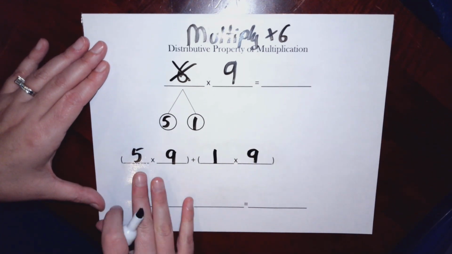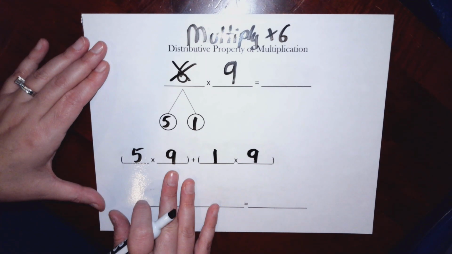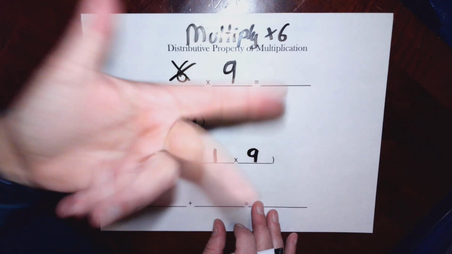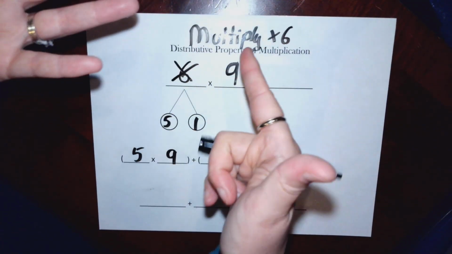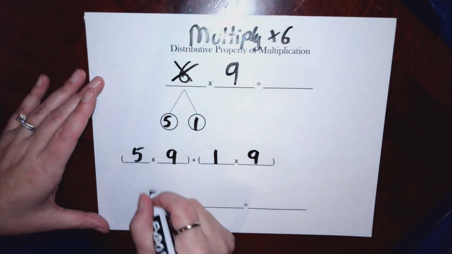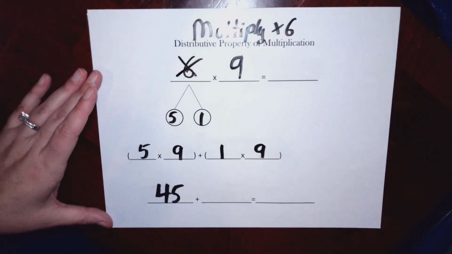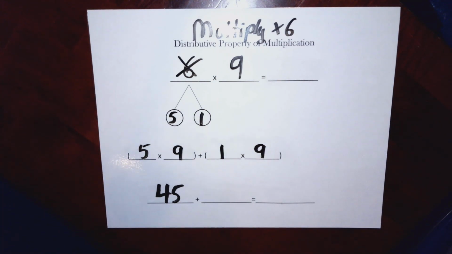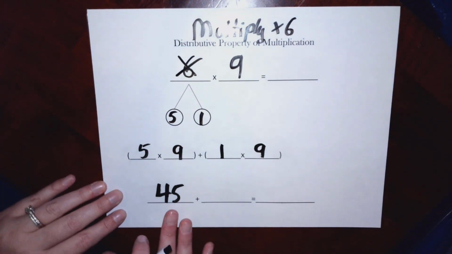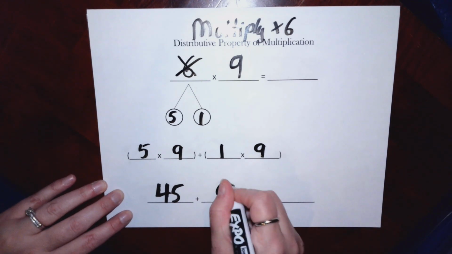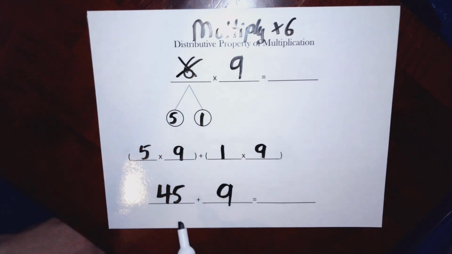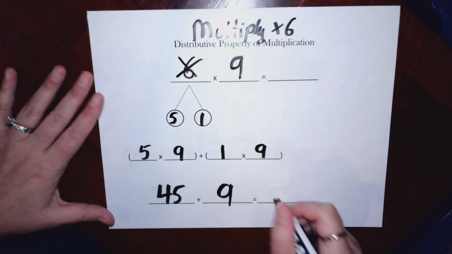Okay? So 5 times 9, again, if you need to count by 5s, you can use your fingers, right? 5, 10, 15, 20, 25, 30, 35, 40, 45. Or some of you may already know what 5 times 9 is. We'll also get into the 9's trick in a couple more videos. So then I have 45, then 1 times 9 is going to give me another 9. So I need to add the 45 and the 9. 45 plus 9, that gives me 54.